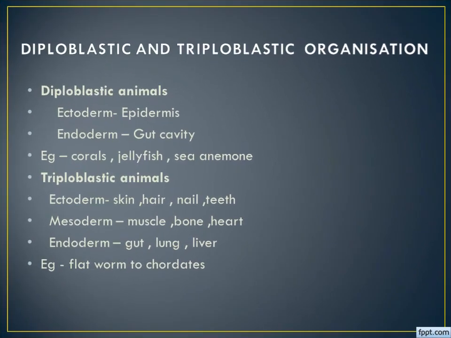So this is the next feature or character they consider to classify these organisms, that is diploblastic and triploblastic organization. Have you heard these words, diploblastic and triploblastic? Of course, when we learn about the embryo. How is the embryo formed?